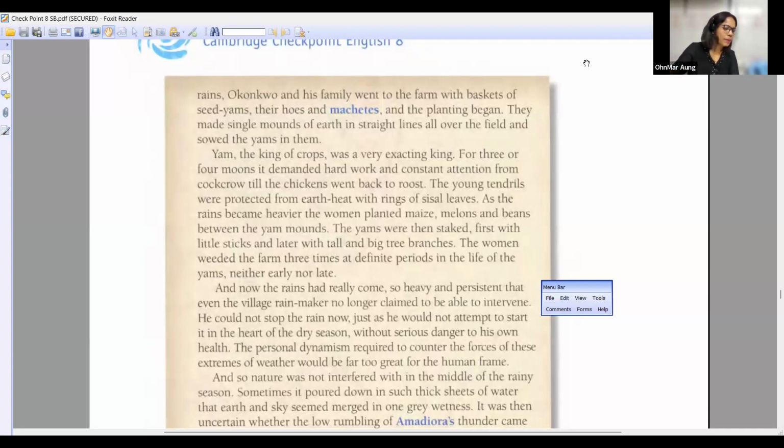Next, number B. Explain the meaning of the following phrases from the passage in your own words. How do you understand this? There are three expressions in the passage. The first one is silent validation. What does it mean? Silent validation.